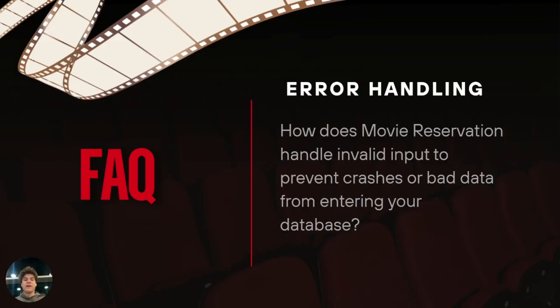For the first question, how does movie reservation handle invalid input to prevent crashes or bad data from entering our database? The system validates all incoming data before it is processed. For example, it checks whether a seat exists, whether it is already taken, or whether the movie name is valid, and if the reservation request follows expected formatting. If any input fails validation, the server responds with an error message instead of executing the action. This protects the database from incorrect or corrupt data and prevents the program from crashing due to unexpected input.